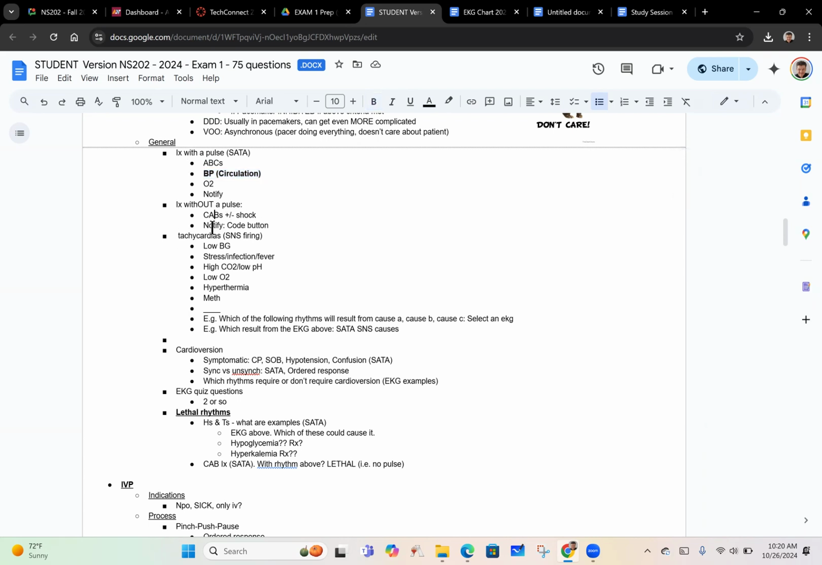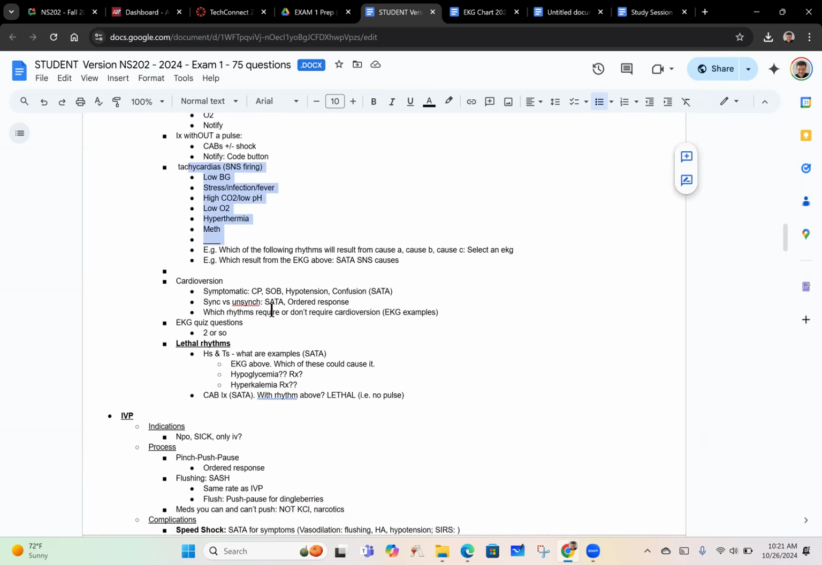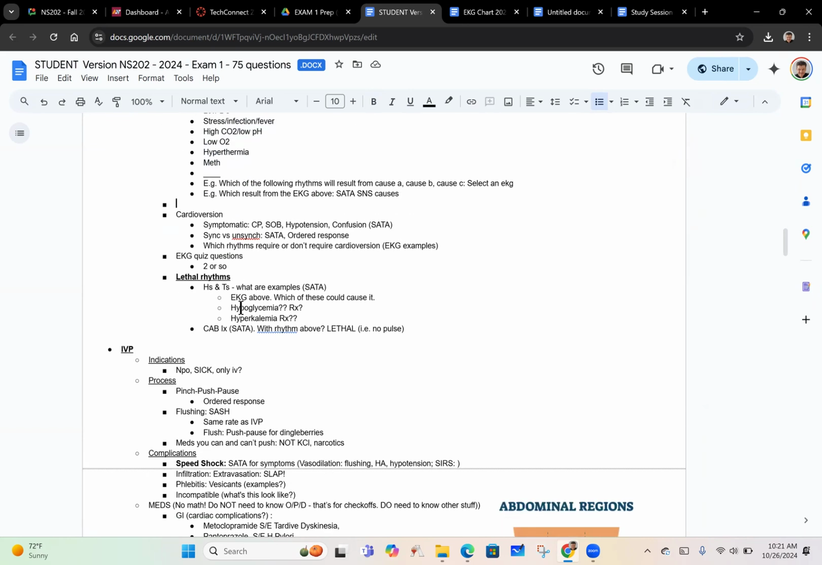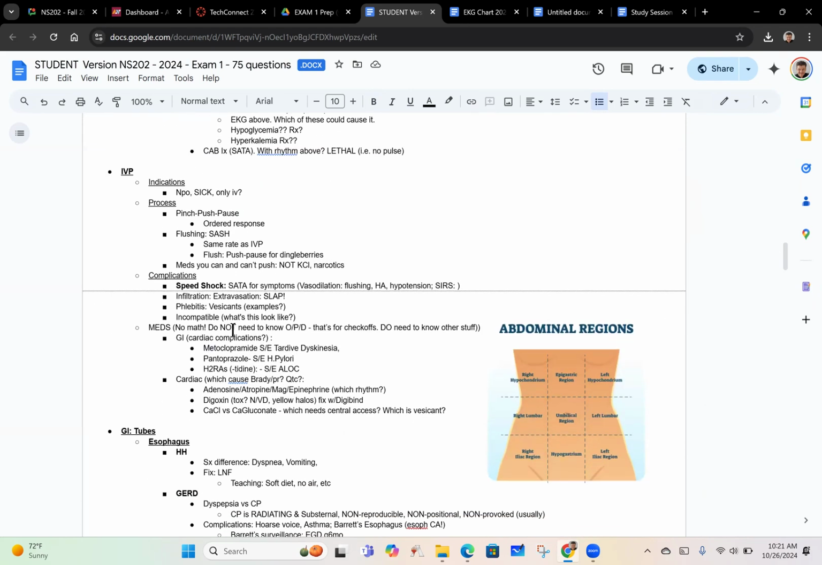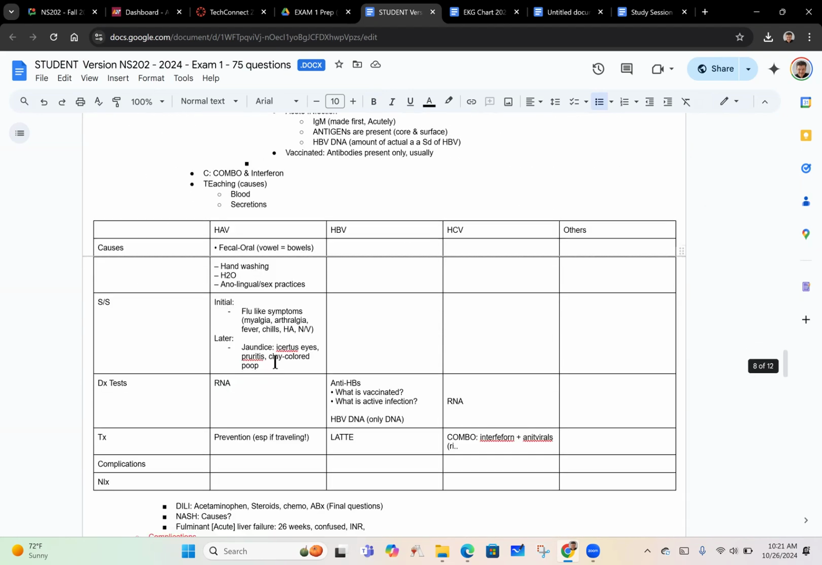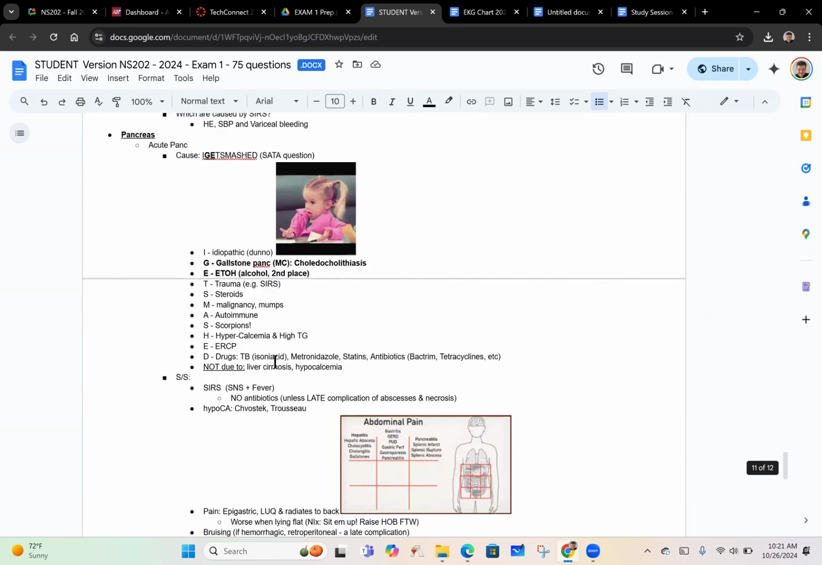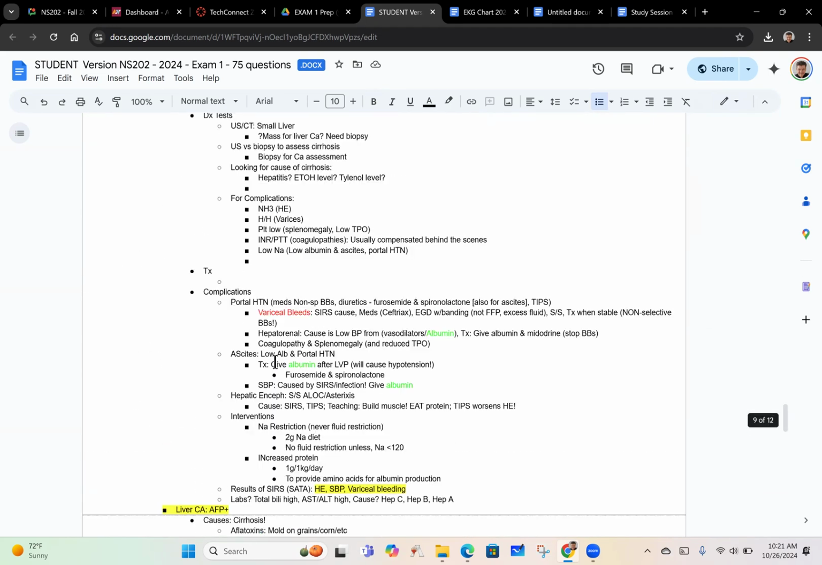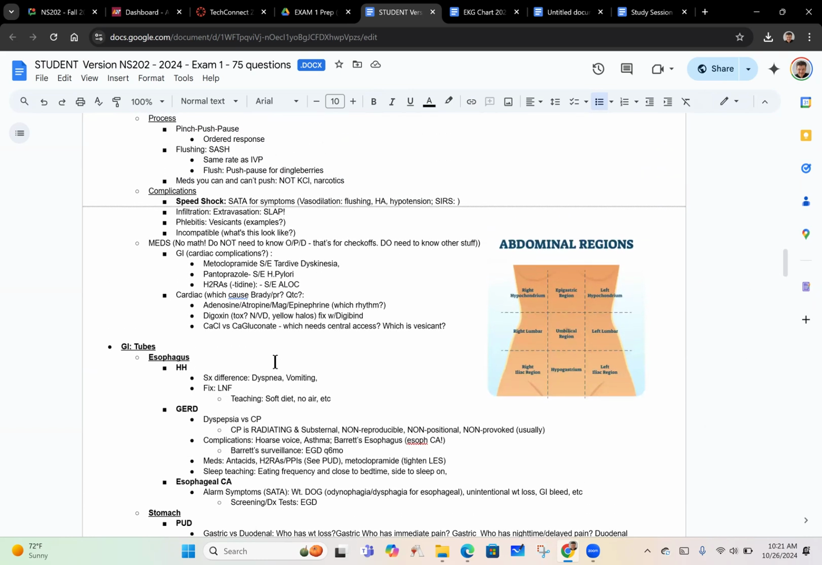If there's no pulse, then it's CABs. You're doing CPR and you may or may not shock them depending on whether it's asystole or not asystole. And of course, the code button is probably important too. So tachycardias, we talked about the causes of those, and then cardioversion a little bit. H's and T's, some IV push stuff. So then we have GI tubes, and then we had organs and rocks and such. Okay, so that's the idea. That's there for you, and we can expand on some of these things too in one of these sections.